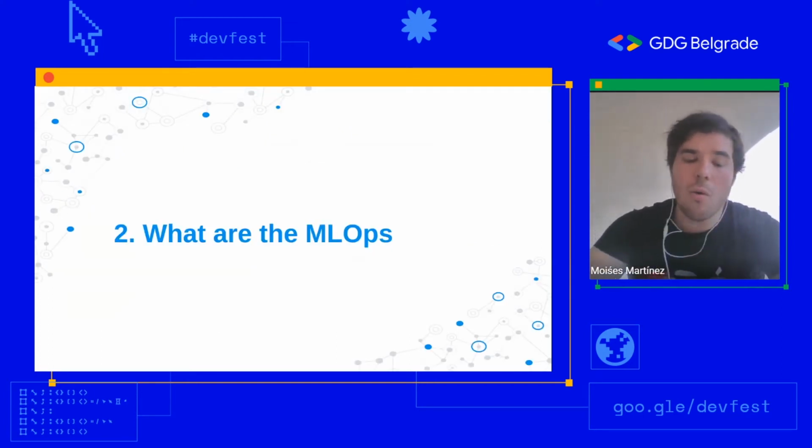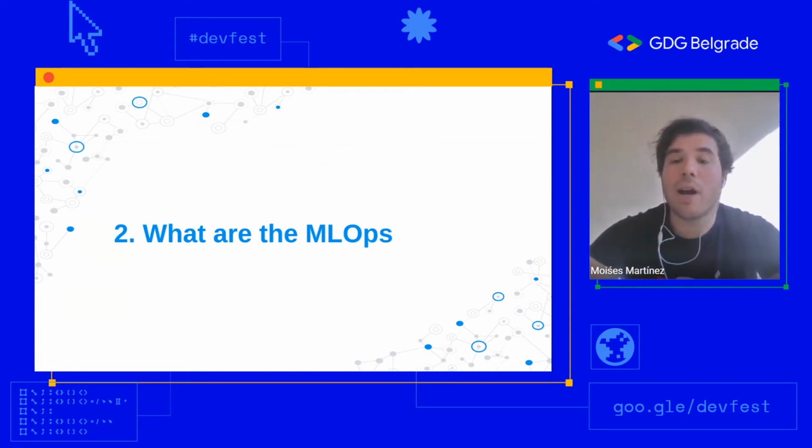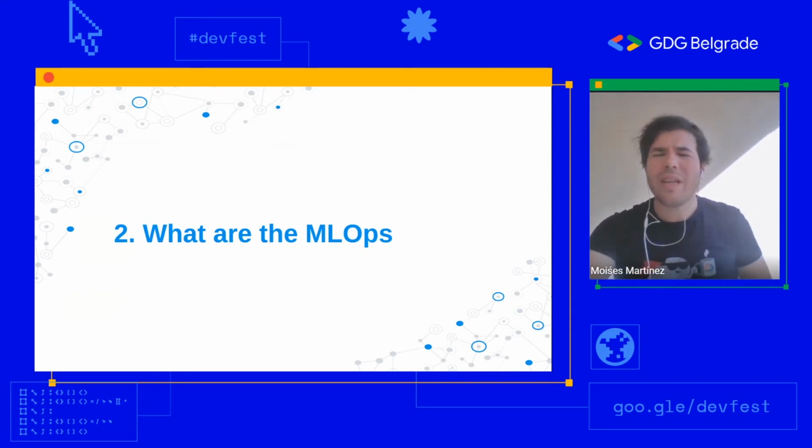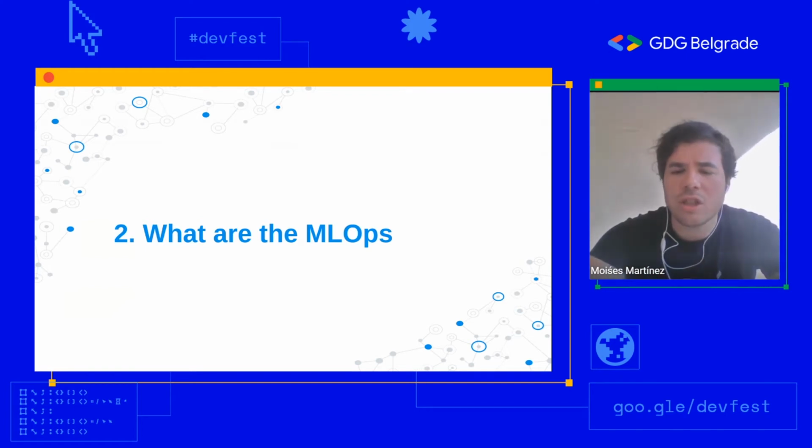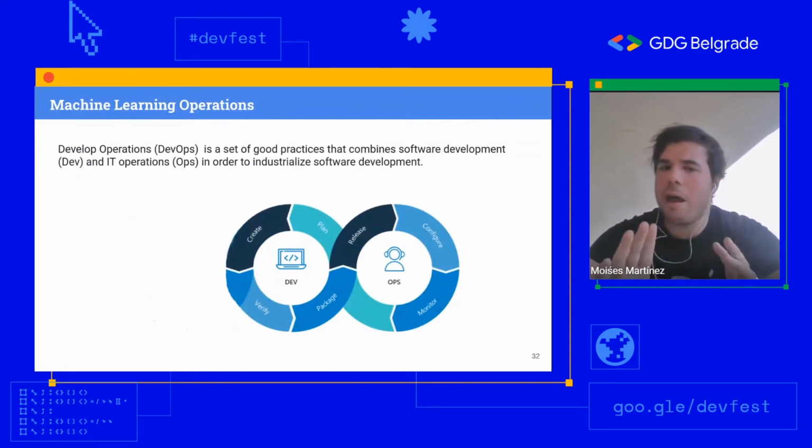Okay, now we know why we need machine learning operations. But what exactly is machine learning operations? It's a new kind of operation. It's something that we have to execute in a computer. Okay, I suppose that everybody, or most people, know this diagram.